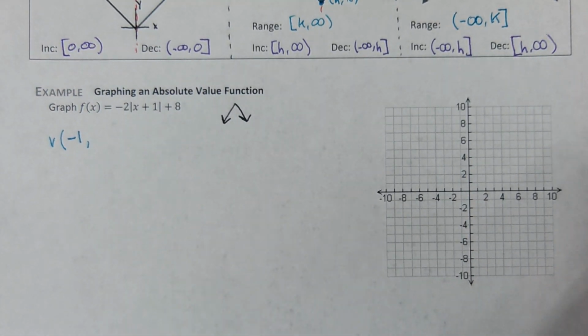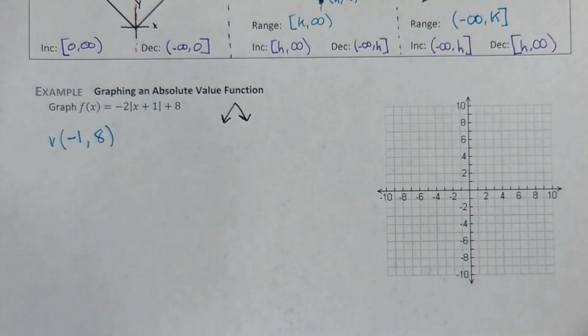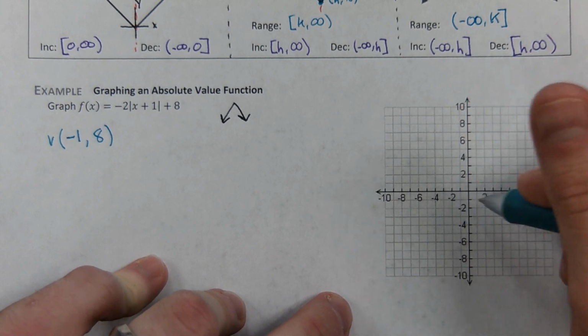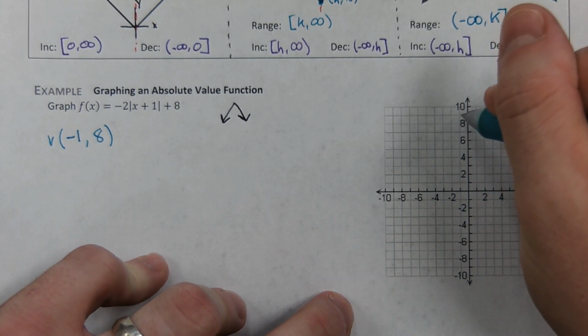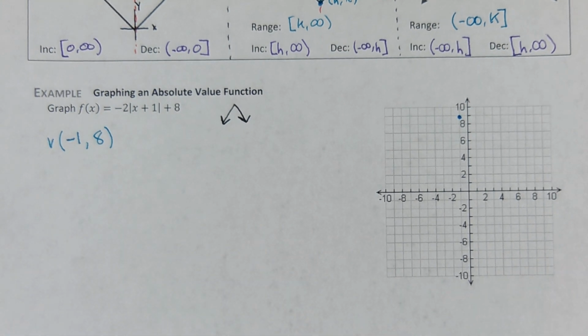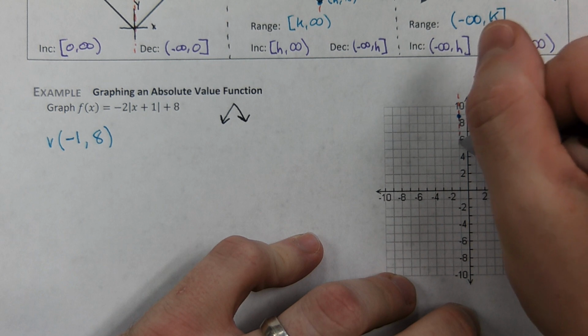And the number to the far right is just 8. Our vertex is at -1, comma 8. Watch out, my grid counts by 2's, but each one of them does go by 1's, but I've only numbered the 2's. So -1, comma 8, and I know that it points down. We're almost there. I'm going to throw an axis of symmetry on here.